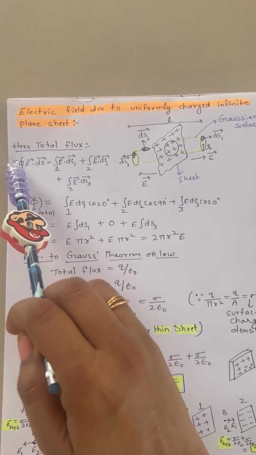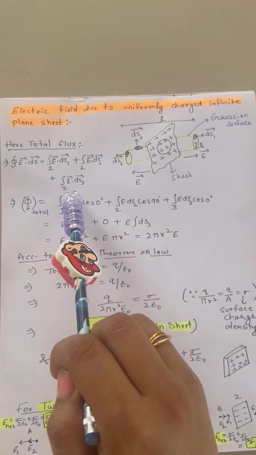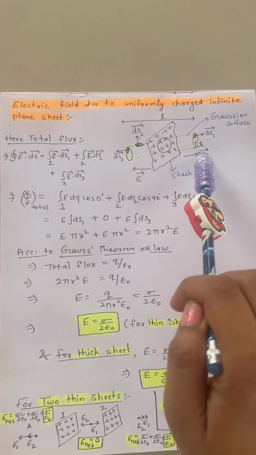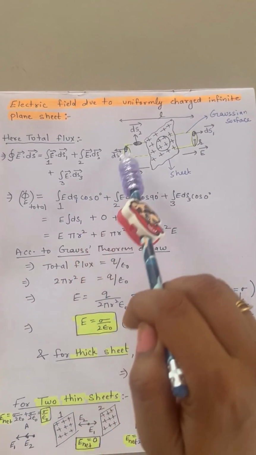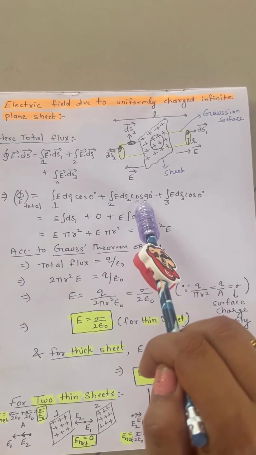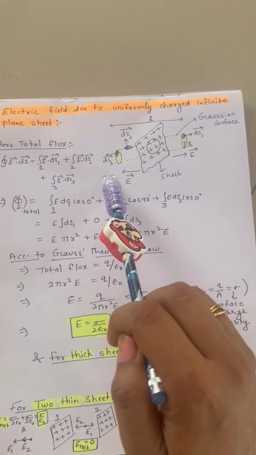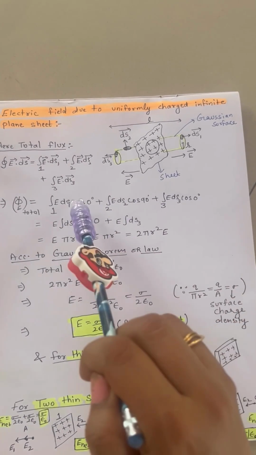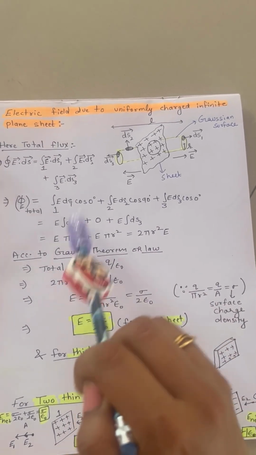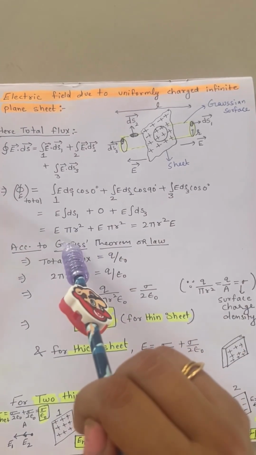Same, the total flux is the sum of three fluxes through the first, second, and third areas. At the first area and the third area, the angle between electric field and the area vector is 0 degrees, and through the curved surface area, the angle is 90 degrees. So the curved surface area will not contribute to the flux. Flux will be 0 there, and two fluxes will be added through the two areas that are πr² area of the circle, and we will get the total flux.